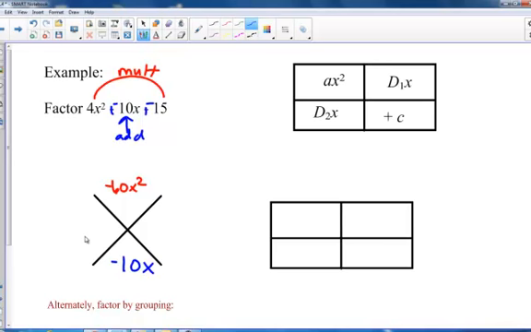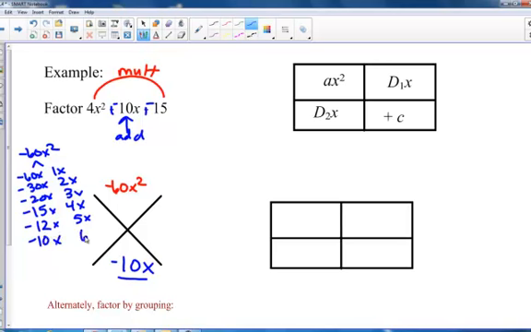Now, you can make a little factor tree. Adding to get a negative, so my bigger number will be negative. We can start with negative 60 and 1, but that doesn't work. Negative 30 and 2. Negative 20 and 3. These are all still not working. Negative 15 and 4. Negative 12 and 5. Negative 10 and 6. So this is prime.